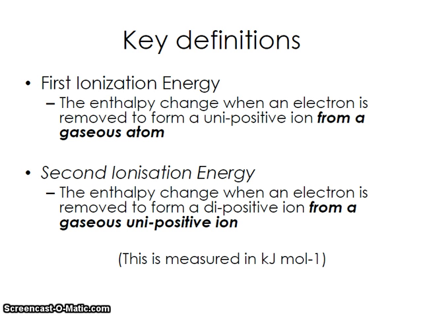The second ionisation energy is the enthalpy change when an electron is removed to form a dipositive ion from a gaseous unipositive ion. So using the previous example, that would be going from Na+ to Na2+. So you're going from an already positive ion to one that's got a 2+ charge. The third ionisation energy would then be going from a dipositive to a tripositive, etc., etc. And all of these ionisation energies are measured in kilojoules per mole.